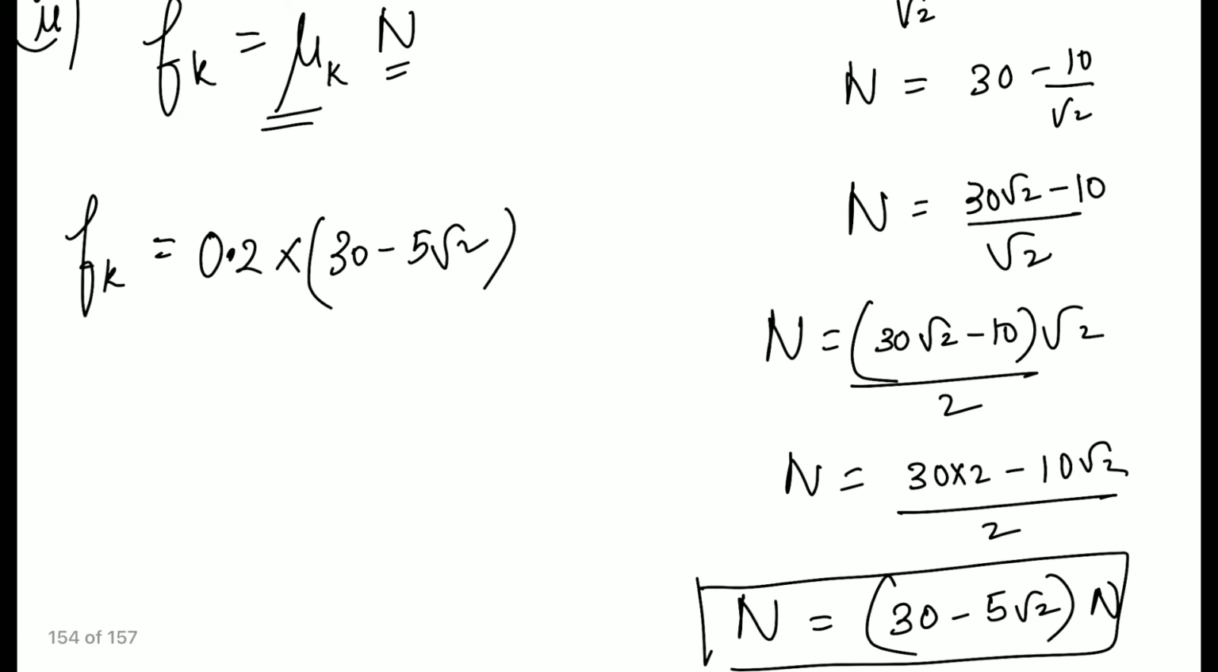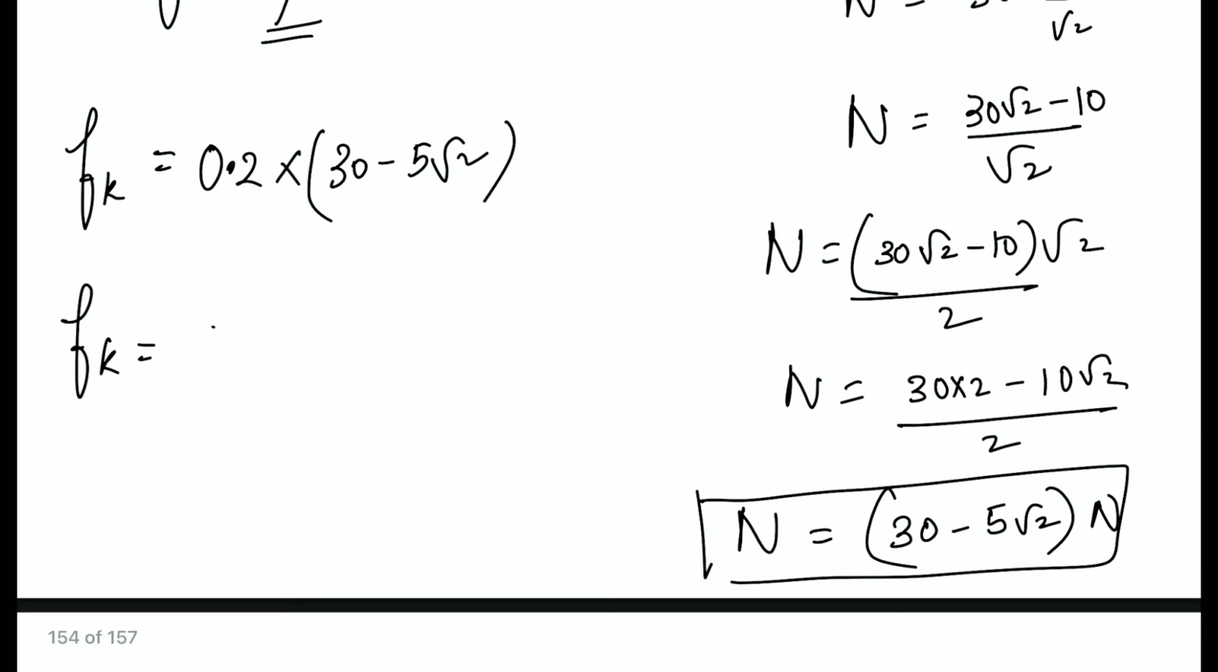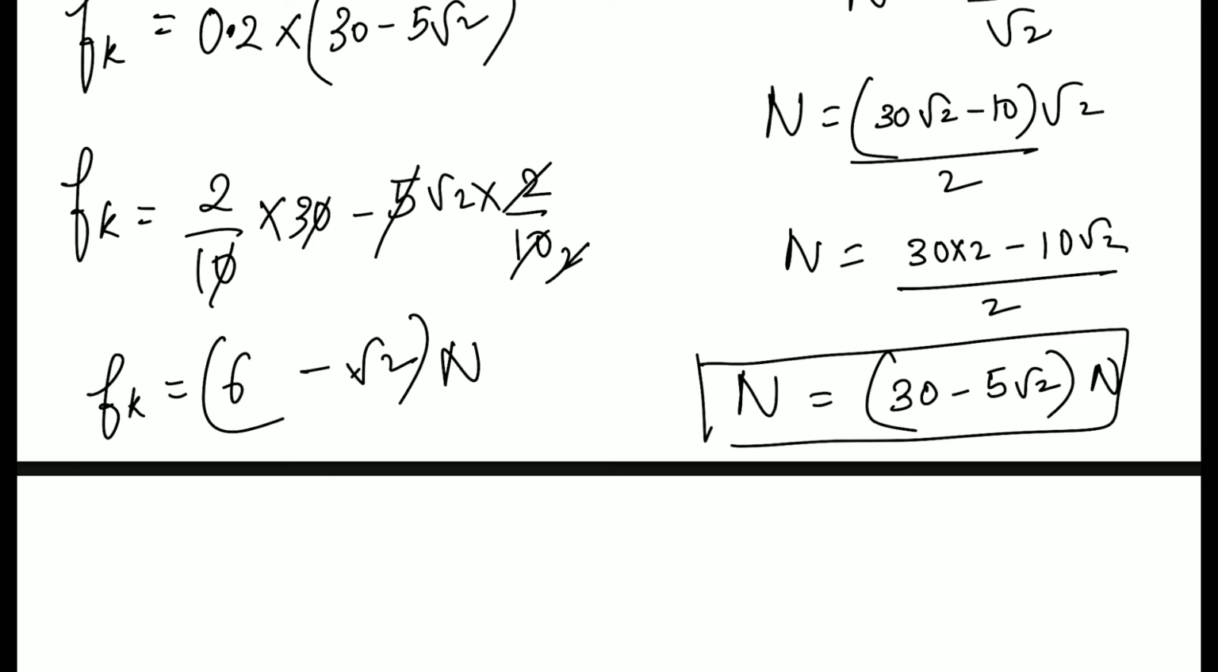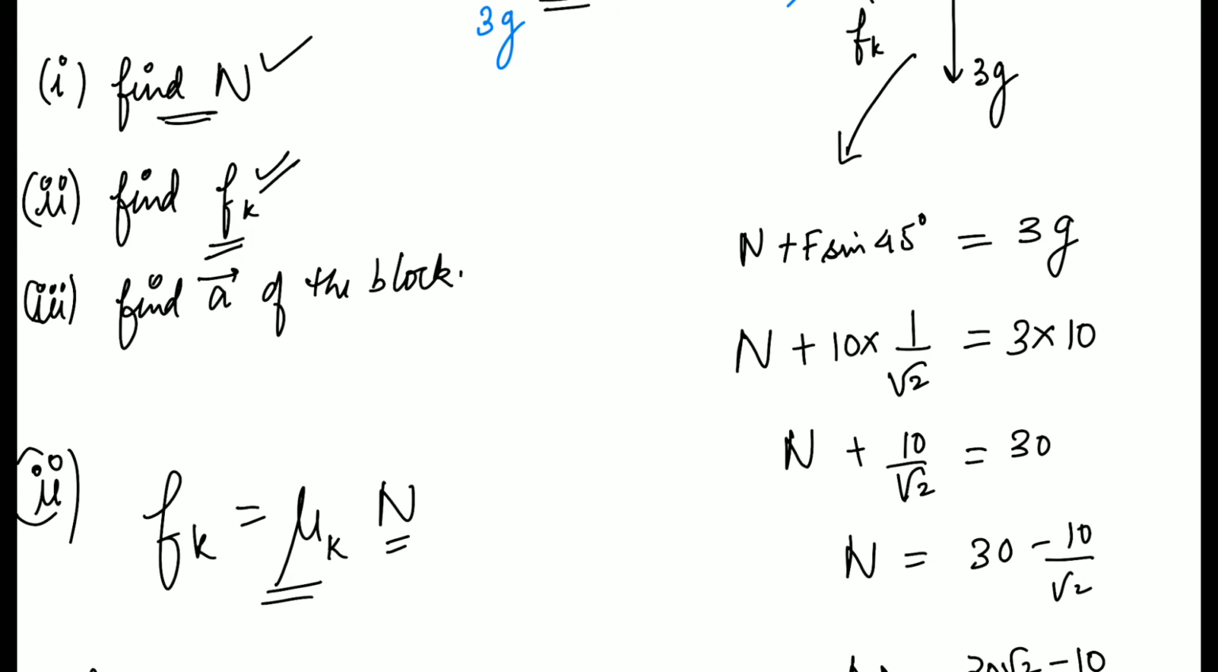All right, great. So from here Fk is 2 upon 10 multiplied by 30 minus 5 root 2. Yes or no? This will be cancelled out, and your Fk is coming out to be 6 minus root 2. I hope I didn't make any mistake. So 6 minus root 2 is your frictional force. I hope you guys can understand. Great. Now we are able to find the frictional force also.